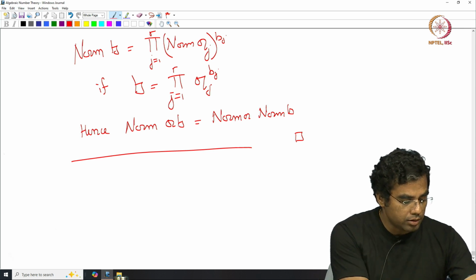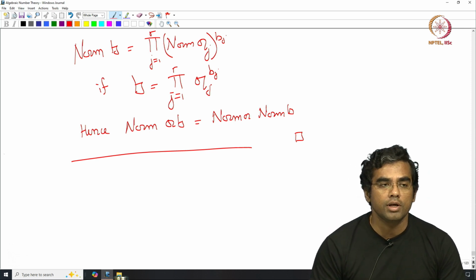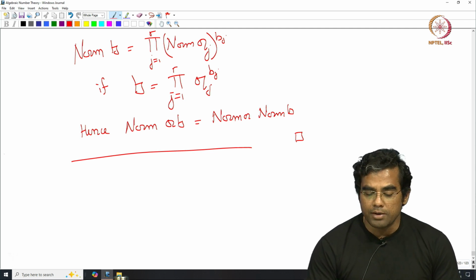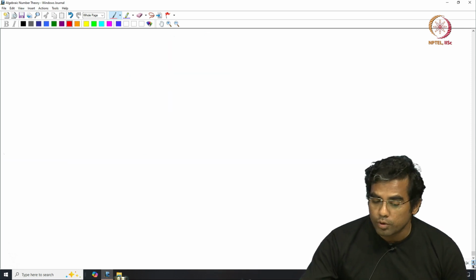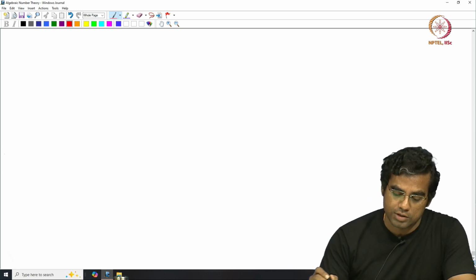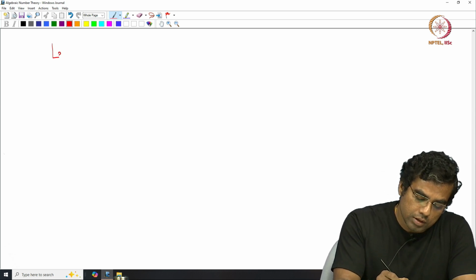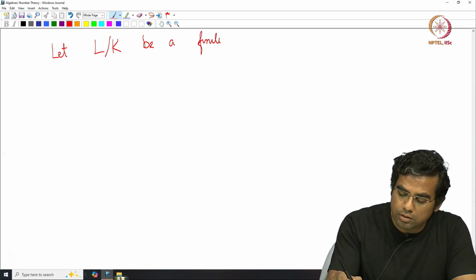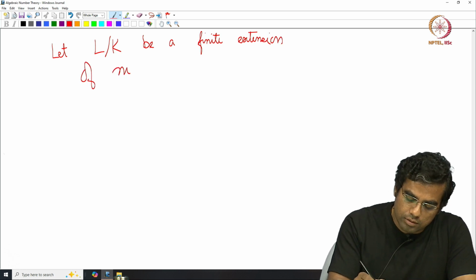All right. So, now we have proven that the ring of integers in a number field is a Dedekind domain. So, prime factorization holds for these things. We are going to study this more systematically for extensions of number fields. The situation that we put ourselves in is the following. Let L over K be a finite extension of number fields.